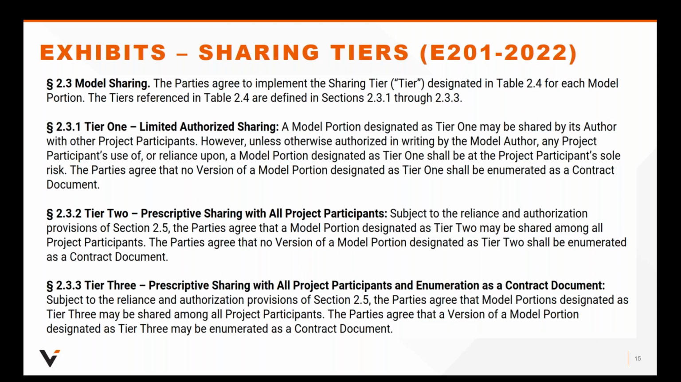It's prescriptive sharing with all project participants enumerated as a contract document. So that's specific to E201. The other exhibits would only have Tier 1 and Tier 2 levels because that information cannot be used as a contract document. And both Tier 1 and Tier 2 have specific and restrictive language in the definitions.